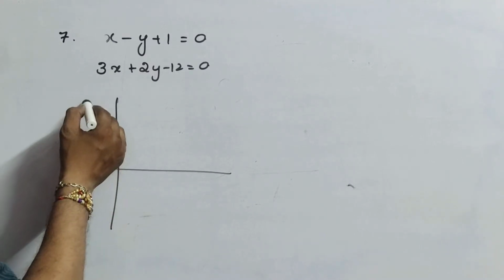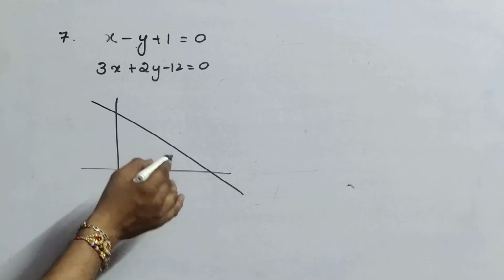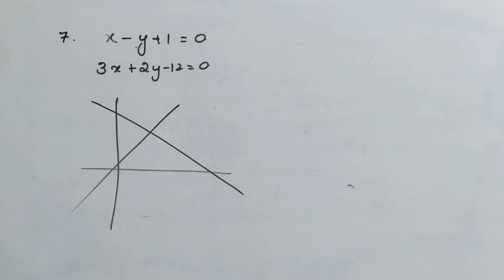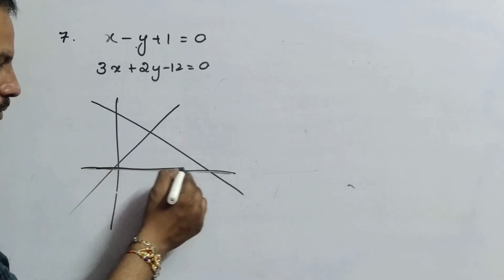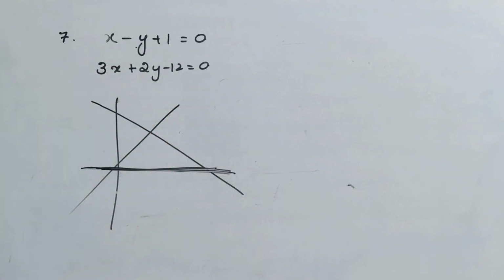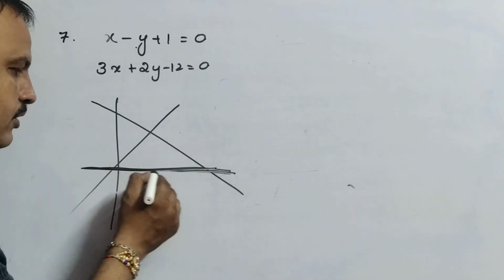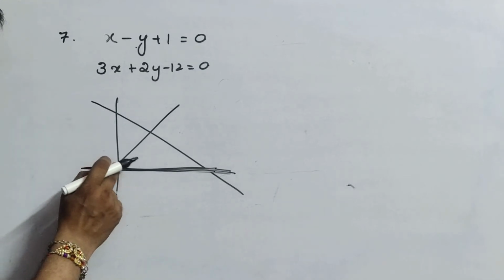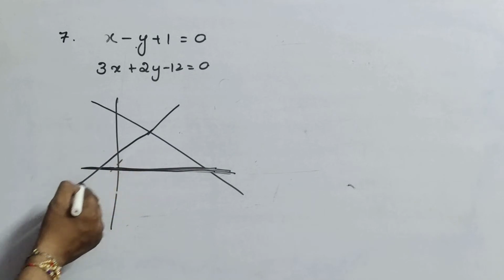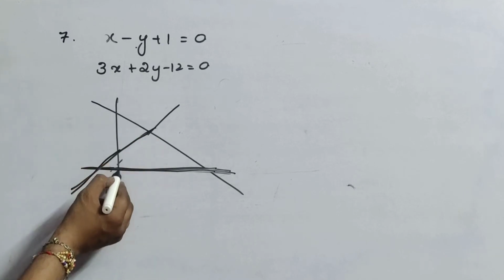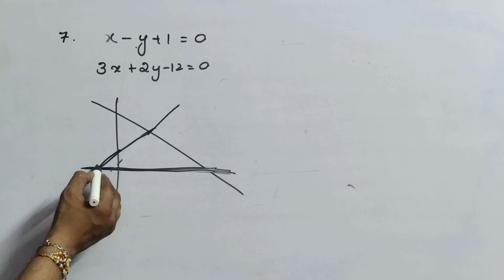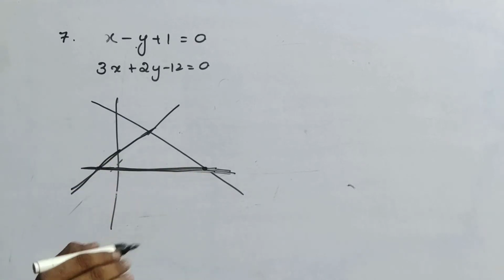Then you will plot the points and draw the line for this equation, and the second equation is also a line. Now see what the question is asking: determine the coordinates of the vertices of the triangle formed by these lines and the x axis. It is asking to form a triangle shape with the x axis. Suppose the question comes like this and this line also reaches the x axis. Don't think this is the only triangle; it is a triangle, but you did not get the vertices here. I will show you through the solution.